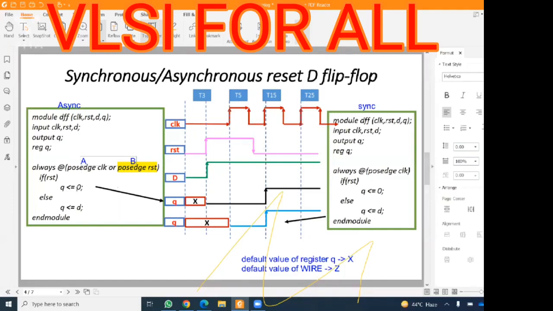The scenario which you are talking about is actually this. This is a negative edge triggered. Yes, sir, got it. In this case, it will only look for a negative edge. At that time, this will happen. Okay.